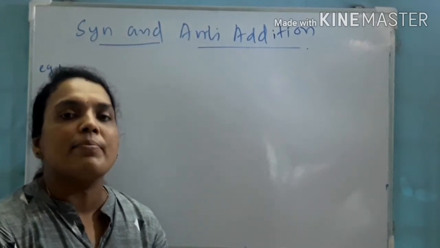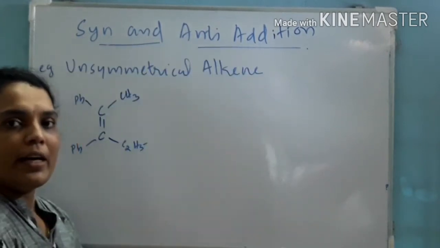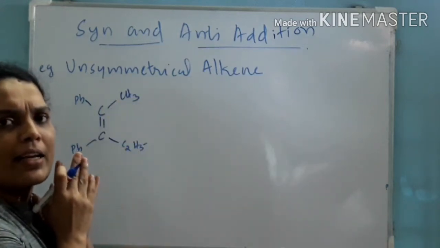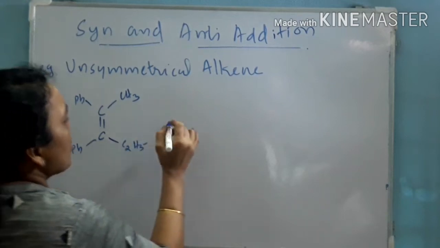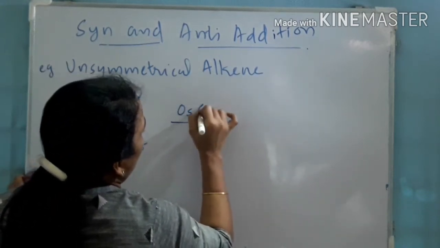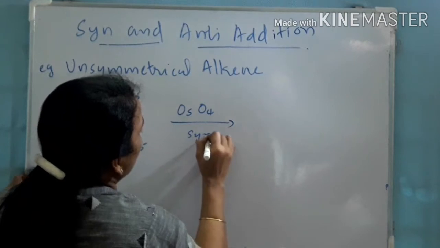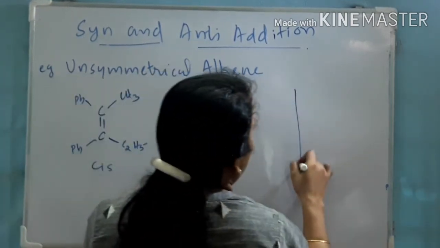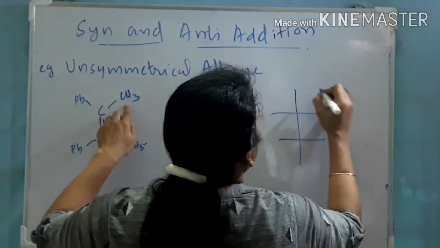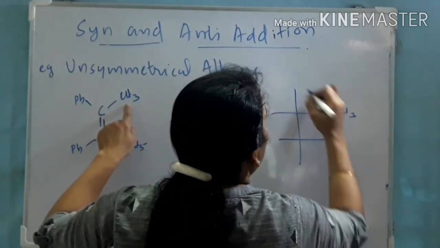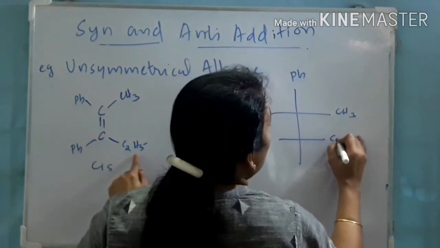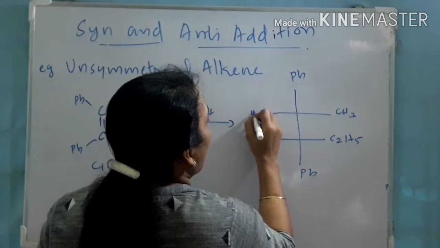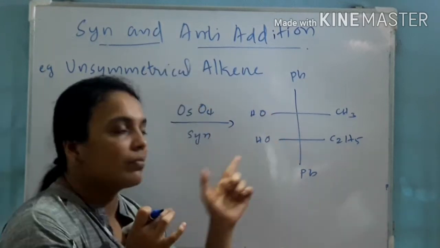In the case of unsymmetrical alkene, look here. The similar method that we used in symmetrical alkene, we can use here. Here let us add osmium tetroxide, that undergoes syn addition. So this is a cis isomer. So let us draw the Fischer projection. So CH3 on the left side, Ph over here, C2H5 here and Ph here. We have OH, OH. Got it?